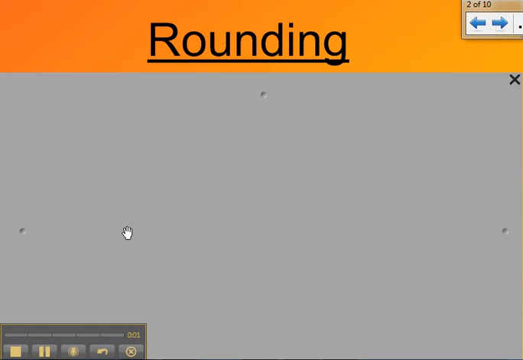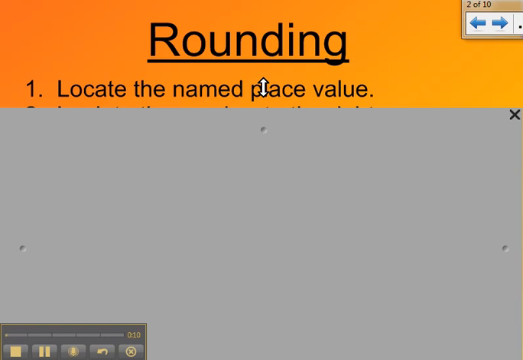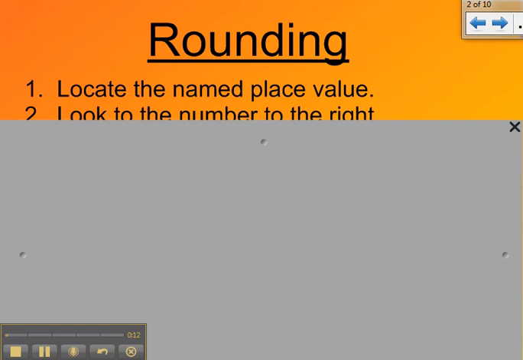We also learned about rounding and estimation. Before we can learn how to estimate, we need to make sure we remember how to round. Our steps in rounding are, first, you locate the named place value. After you locate the named place value, you're going to look to the number to the right of it.